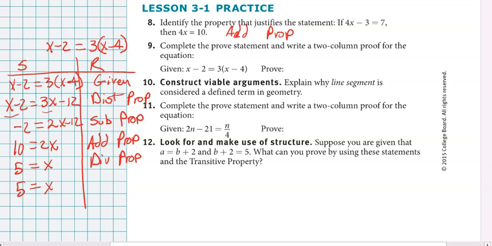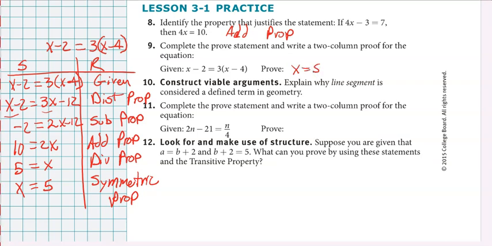Or you could do the symmetric property of equality and switch it around and say x equals 5 if you wanted to do that. So if you wanted to say x equals 5, you could use the symmetric property of equality. All right, so then obviously our proof is here, and then what we're trying to prove is x equals 5 on that one.